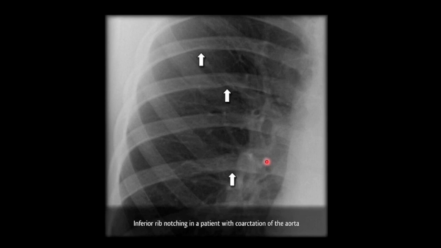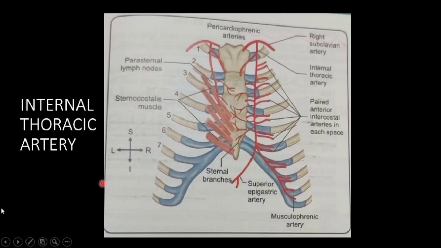So when there is narrowing of the arch of aorta distal to the origin of the left subclavian artery, the blood is carried to the descending aorta via tortuous or enlarged posterior intercostal arteries. So then only intercostal anastomosis takes place, and this leads to the erosion of the ribs, that's known as rib notching. Now we will see what is the internal thoracic artery.